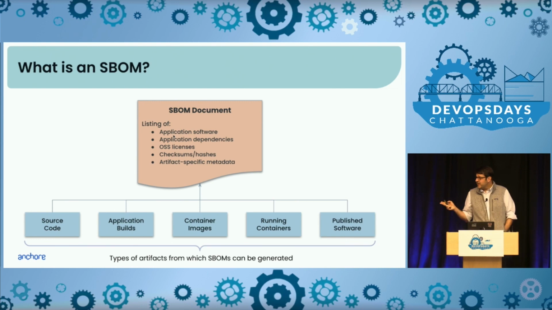Like I said, you can make a software bill of materials from lots of different artifacts. It can be from a code repository, from a binary, from a container image. It could be from an entire VM, right? It can be from a running container, right? It doesn't have to be a static image.